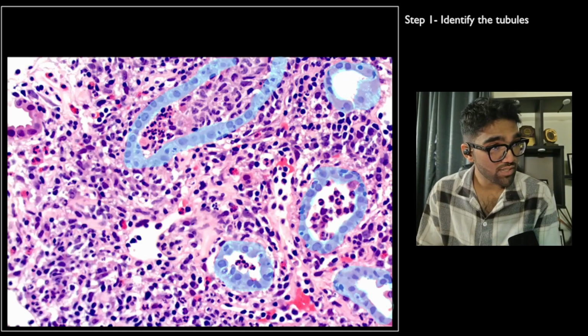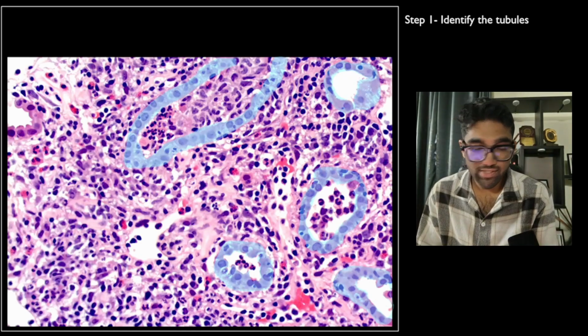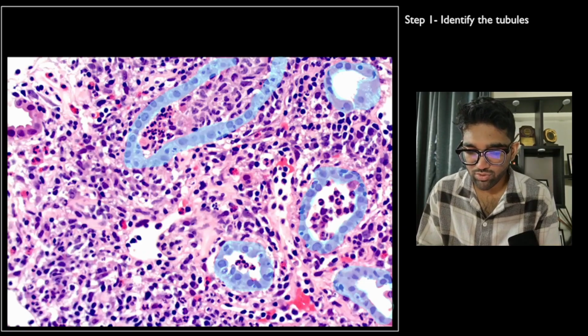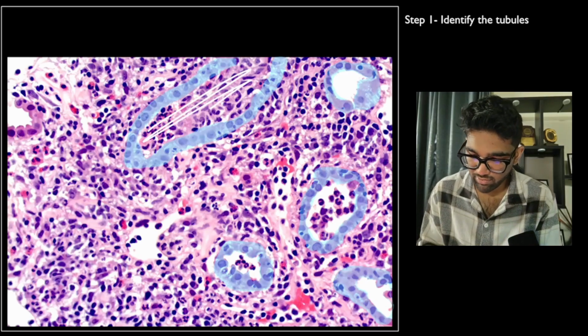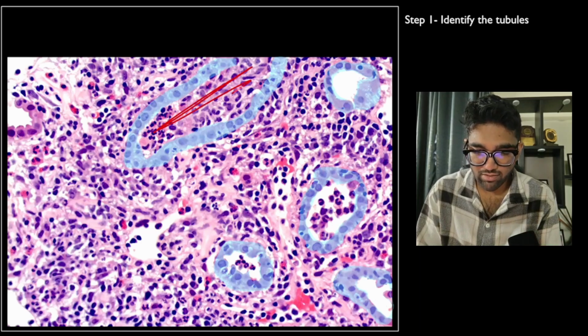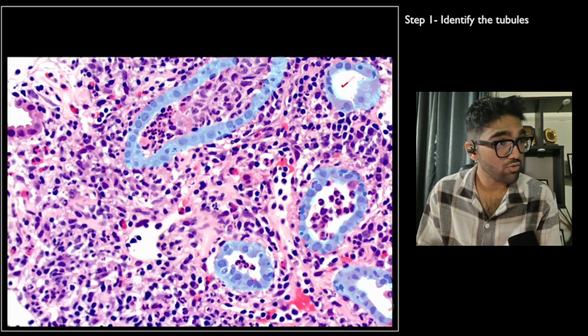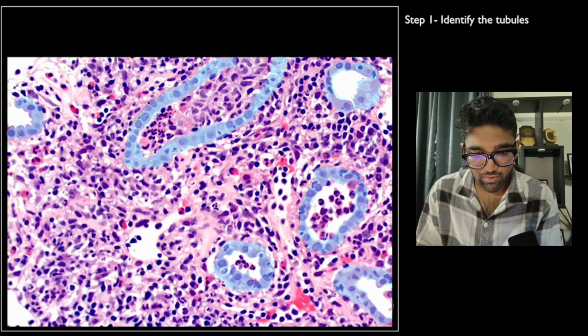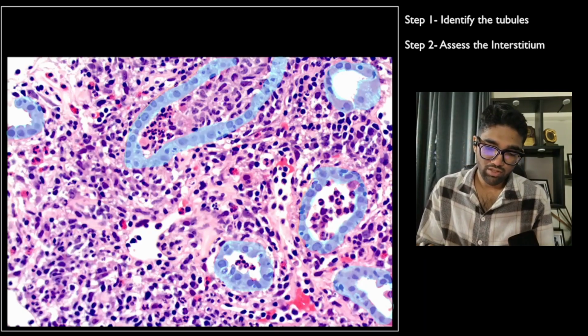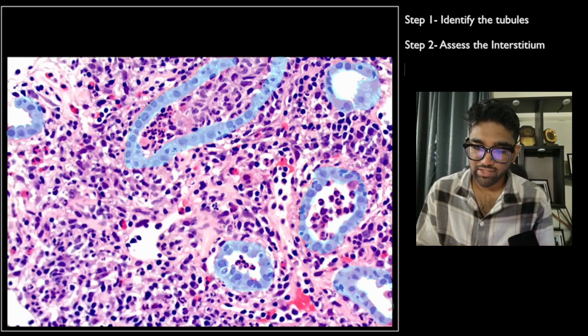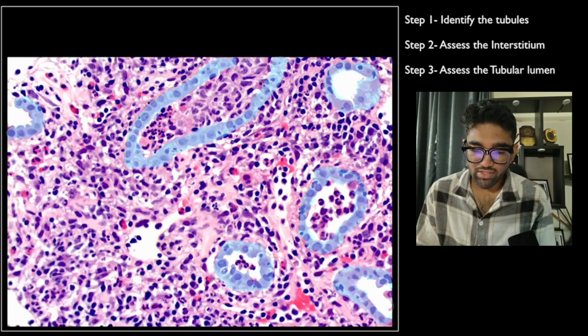So in step one we identify the tubules. So these are the tubular structures that are there. I know these are tubules because there are columnar cells lining the walls, and those columnar cells have a certain space within them. In some cases the space is actually obliterated, as is the case here, by some other cells, but in other cases the space is open. Now after that, the second step is to assess the interstitium. So once I know these are the tubules, everything outside of the tubules is obviously the interstitium. The third step is to assess the tubular lumen.